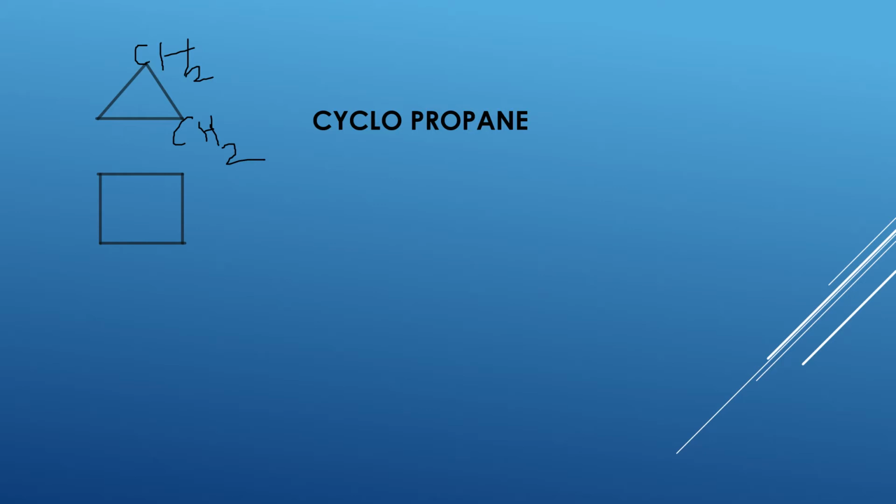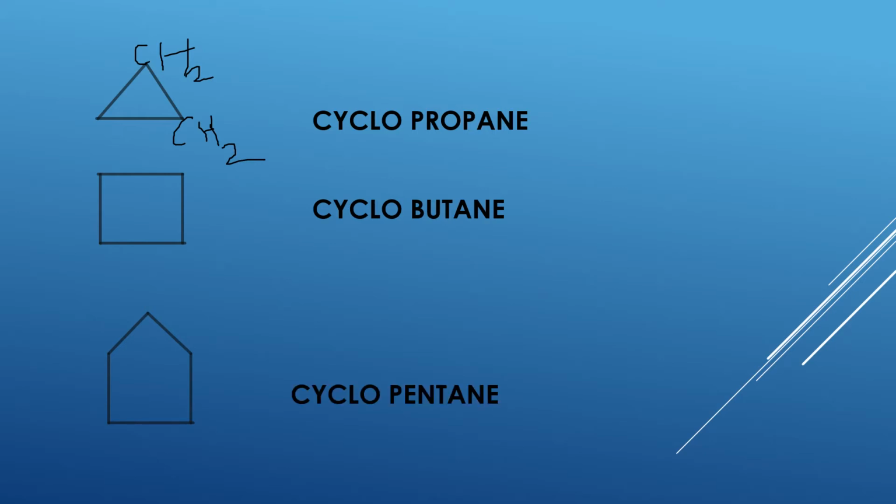Then next one. 4 carbons are there. Cyclic compound without any double or triple bonds. So cyclobutane. Then this one, cyclopentane.